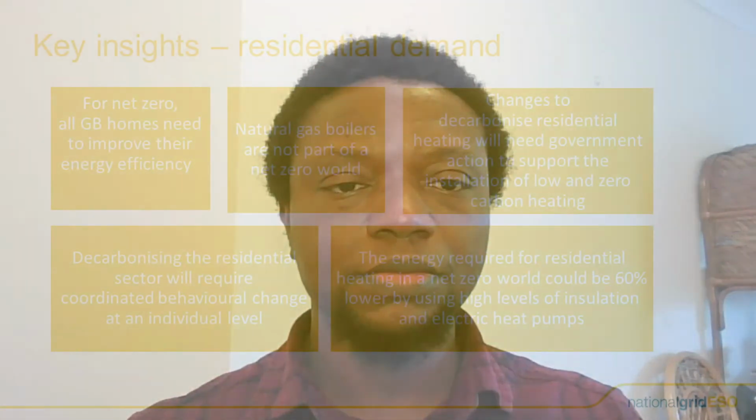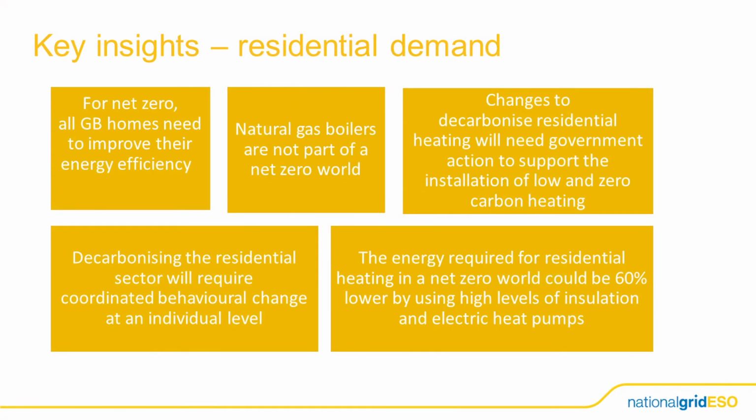Next, we take a step back and think about what this all means, what the analysis is telling us. So what conclusions or insights could we draw from the analysis? There are actually a few. I will go through some of them briefly. We need to improve the energy efficiency of our homes to achieve the net zero target through better building insulation and by more energy efficient appliances, both heat and non-heat. Natural gas boilers are not part of a net zero world. Almost all gas boilers today will need to switch to something else by 2050.